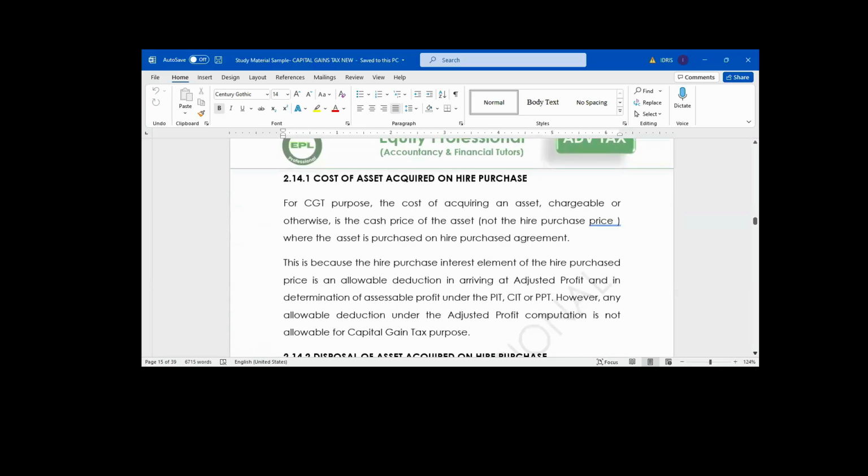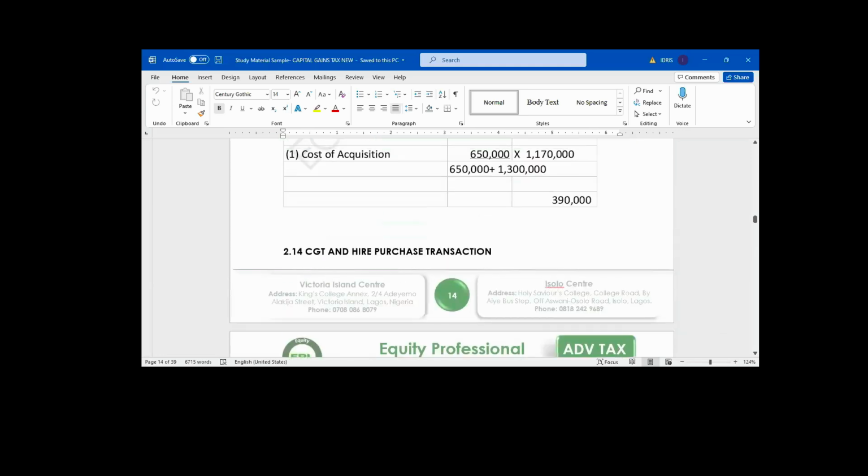For capital gain tax purpose, the cost of acquiring an asset or chargeable asset is the cash price of the asset, not the hire purchase price, where the asset is purchased on a hire purchase agreement. If we want to look at capital gain and hire purchase transaction, we need to look at it in two ways. First, from the angle of a buyer. Second, from the angle of a seller.